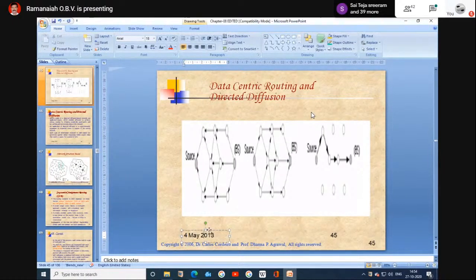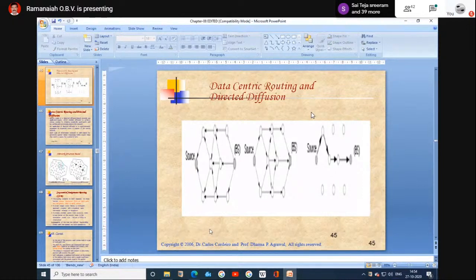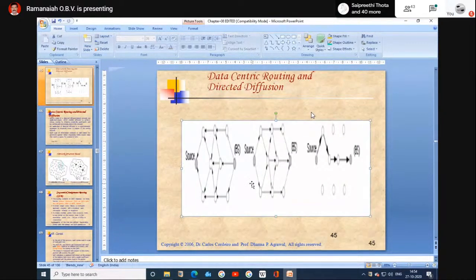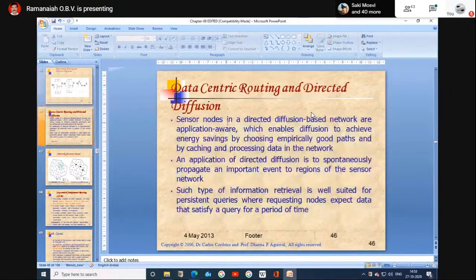right? Then what is the other point you should understand? That is the first part, that is query diffusion. Once the query diffusion is over, then what is the next point? Next point is how the sources are identified. So the first part you should understand is query diffusion.